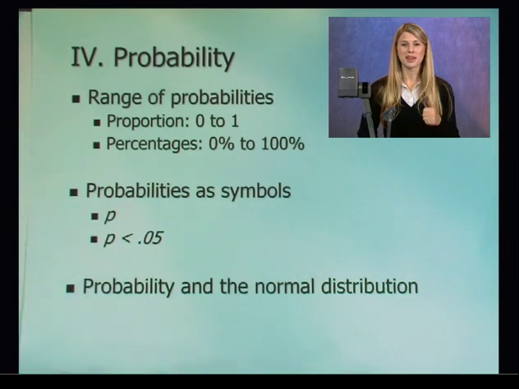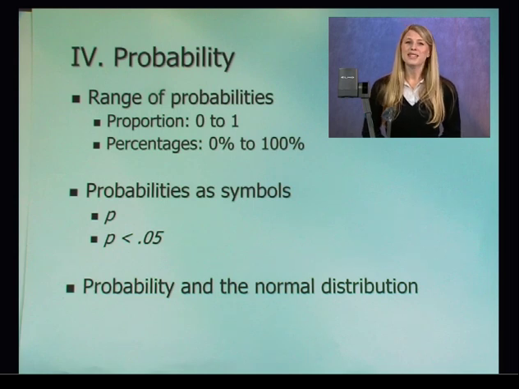Now, the symbol we use for probability in statistics is P. Ooh, that reminds me of another stats joke. I won't tell it. You probably can get it from here. So P is the symbol for probability.